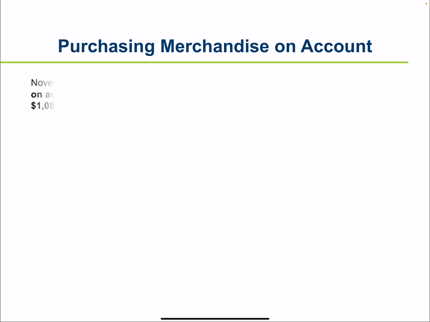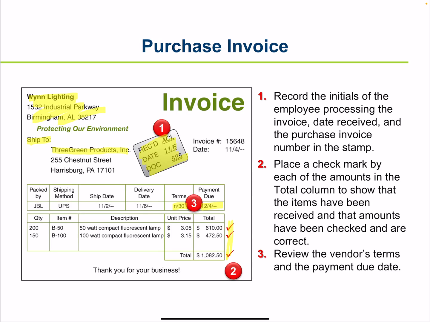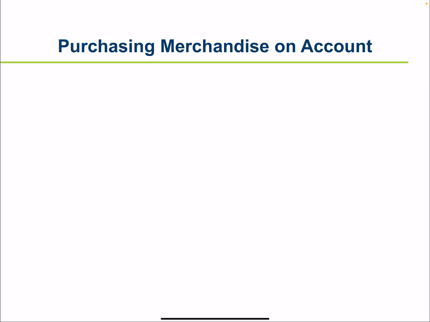Purchasing on account. Okay, so we're going to have a transaction that looks like this. We purchased merchandise on account from Win Lighting, $1,082.50, purchase invoice 525. And again, it's the same invoice here, and you'll notice the document number up here is 525. They will write the numbers on there, because if you look over here, your invoice numbers are going to be all different from all of your vendors. So when you receive a purchase invoice, somebody will mark them in numerical order, so they're easy to find when you post.